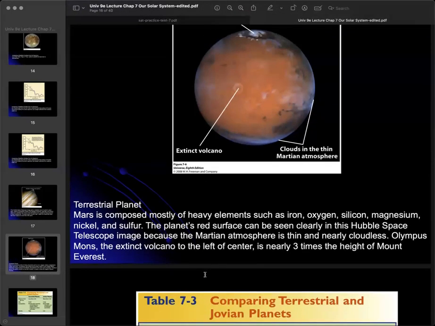Mars also has the biggest mountain out of all the planets, and that mountain is bigger and taller than Mount Everest. It is called Olympus Mons.